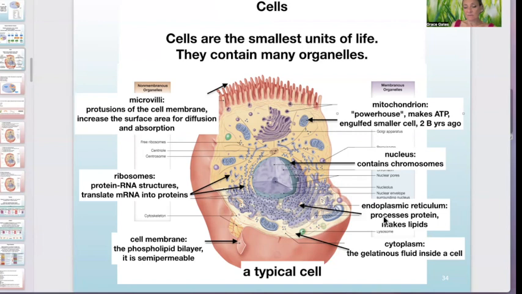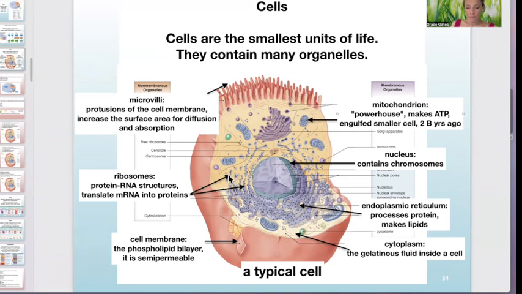The endoplasmic reticulum processes proteins and makes lipid. The cytoplasm is a gelatinous fluid inside the cell. That's not really an organelle, it's the cytoplasm. And then moving on up to the left side, microvilli are protrusions of the cell membrane that increase the surface area for diffusion and absorption. And this will come up, for example, in the digestive system.